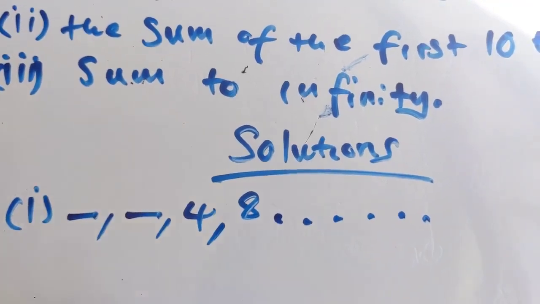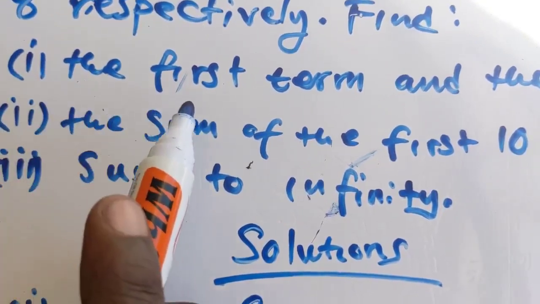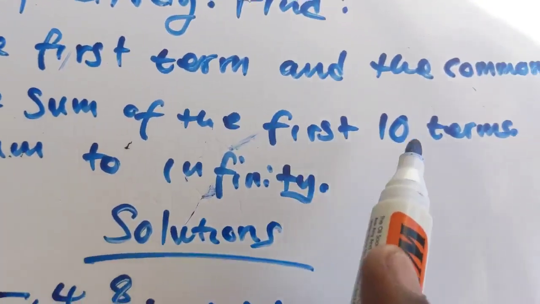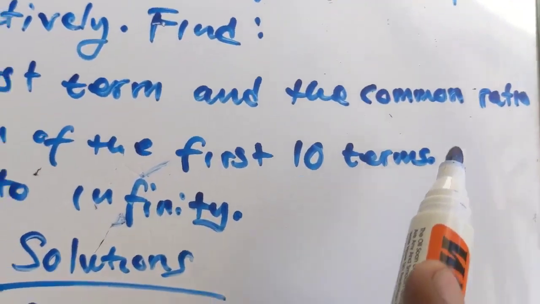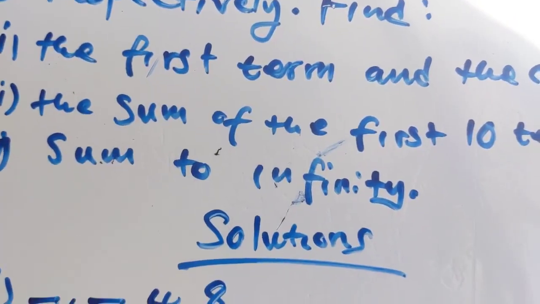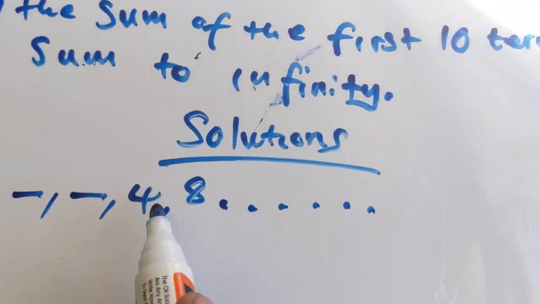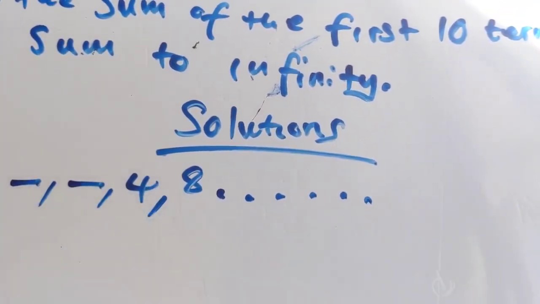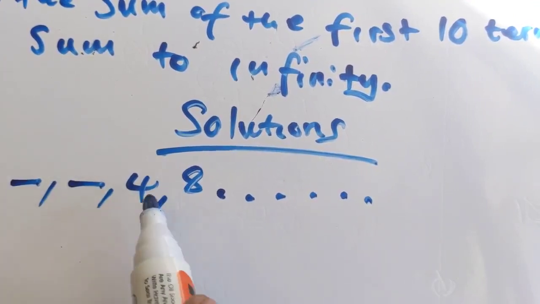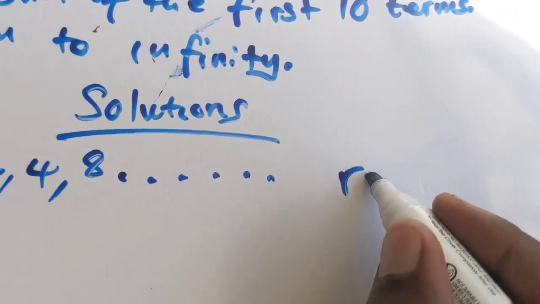So we are asked to find the first term and the common ratio. So how do we do that? The common ratio, we can actually find it by using these two terms. We know that the formula for the common ratio is equal to term.